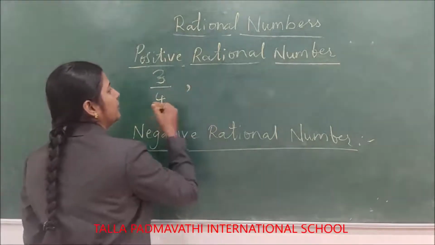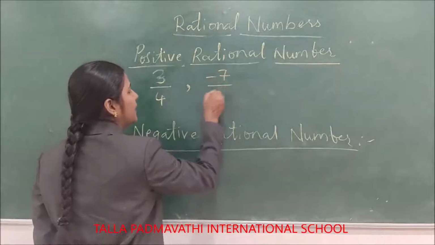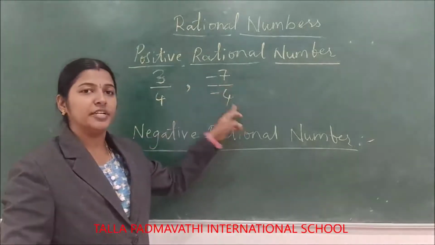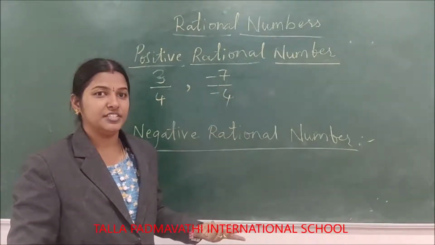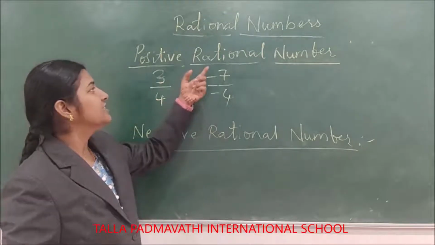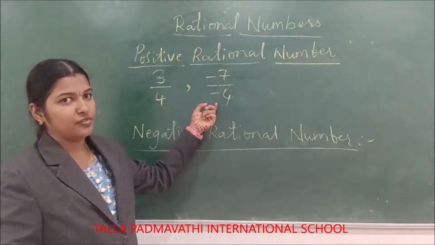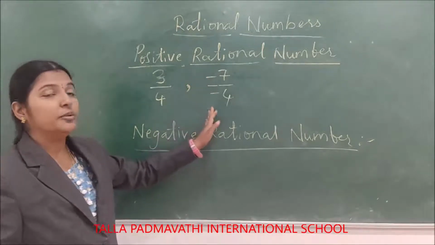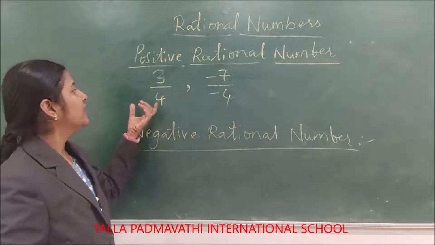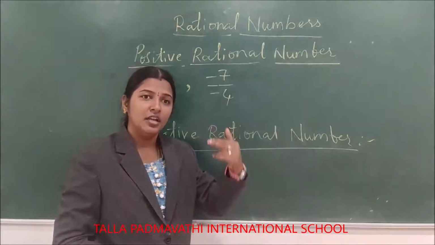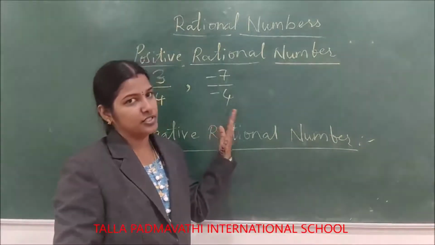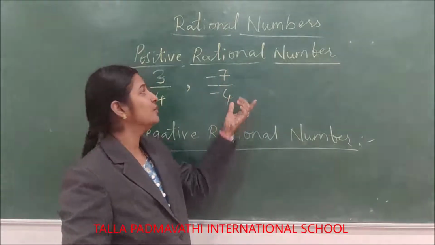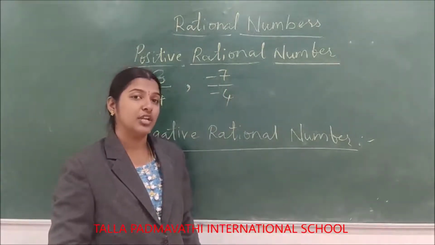Now let me take one more number, -7 by -4. If you observe here, the numerator and denominator both are negative integers. So here also we can say that this is a positive rational number. Why? Because the negative and negative get cancelled, and again you will be getting 7 by 4. So we can say that if the numerator and denominator both are positive, then it is a positive rational number, or if both are negative integers, then also we can say that it is a positive rational number.